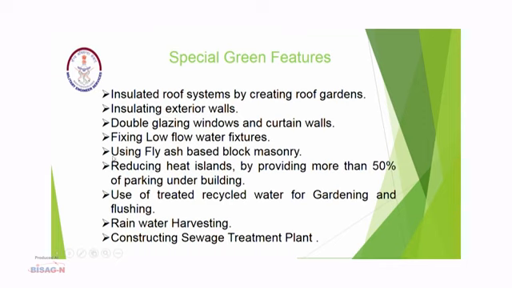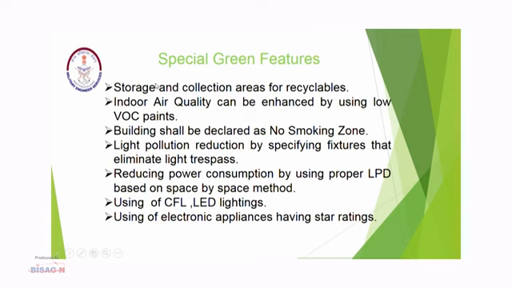There are certain other improvements we can do which are very generalized in nature. We can insulate roof systems by creating roof gardens, insulate exterior walls, use double glazing windows and curtain walls, fix low flow water fixtures, use fly ash based block machinery, reduce heat islands by providing more than 50% of parking under the building, use treated recycled water for gardening, arboriculture and flushing, rainwater harvesting, construct STPs, storage and collection areas for recyclables, and indoor air quality can be enhanced by using low VOC paint, that is volatile organic content paints.